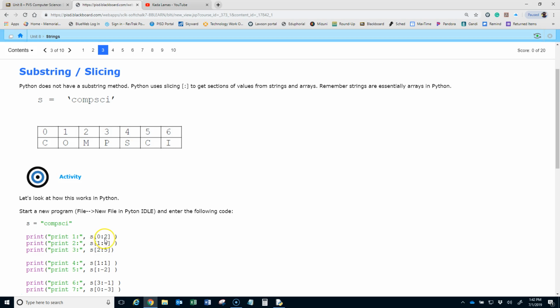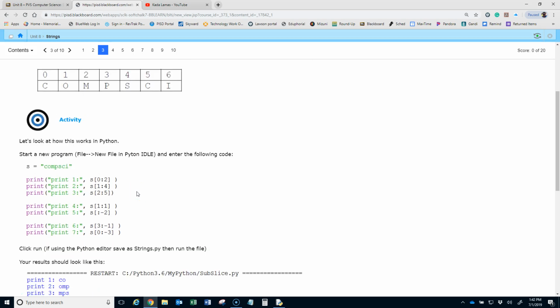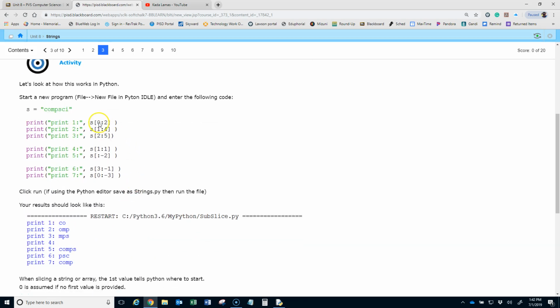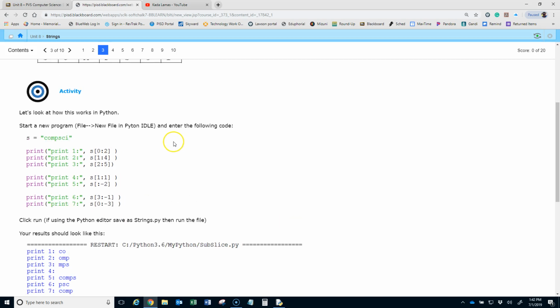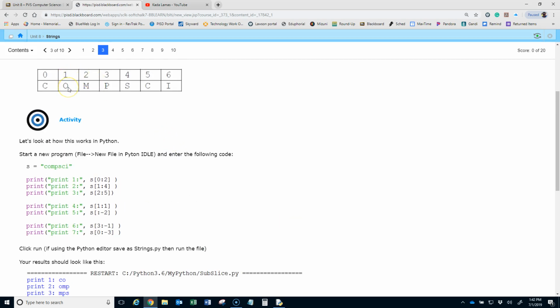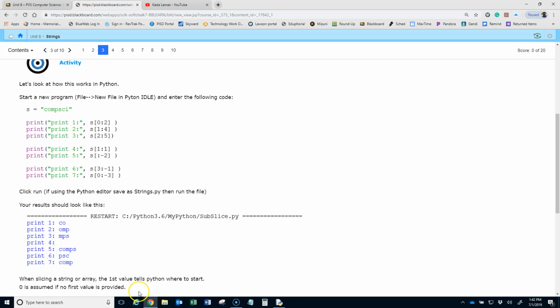when we say print 1, and then we say we have s colon 0 colon 2. We're telling it to start at 0 and go to 2, and that's going to give us a printout. So if we look, when it says starting at 0 and go to 2, it means get to 2, but don't put 2 in there. So here we have 1 through 4. So we would start at 1, which would be the O, and go through 4. But it doesn't mean include the 4. It's just the OMP. Okay, so let's look at how that works when we run this.